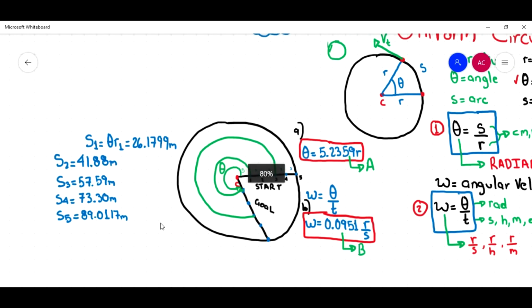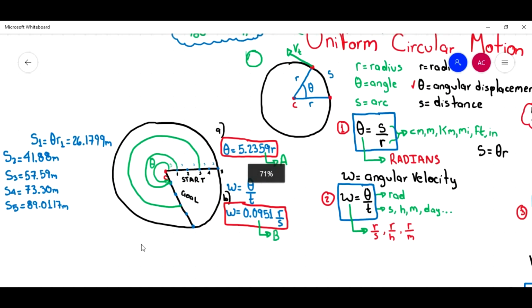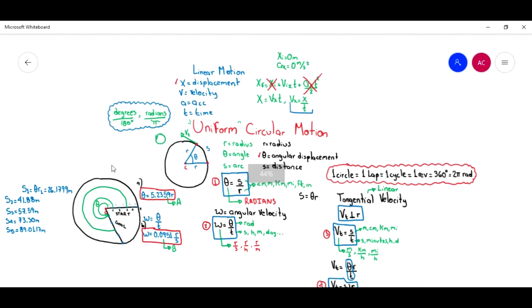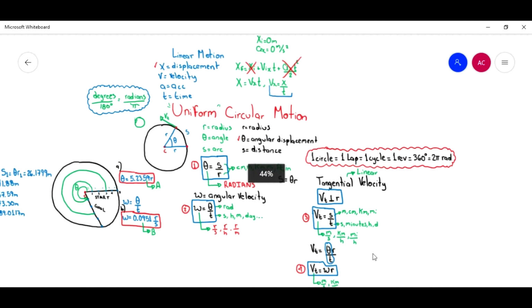So guys, I recommend you find the tangential velocity for each one of them, and in the next video we're going to finish explaining this uniform circular motion, and then we're going to see more problems about this topic.